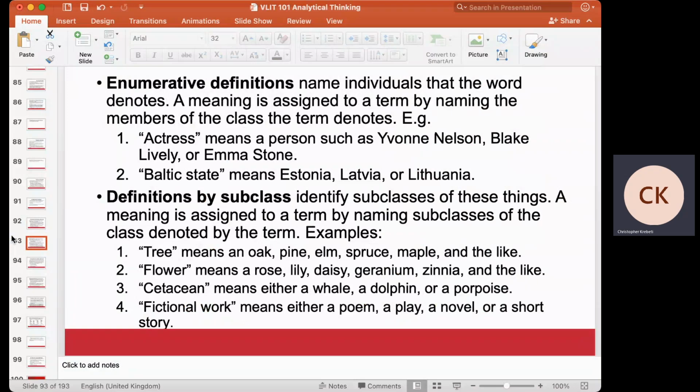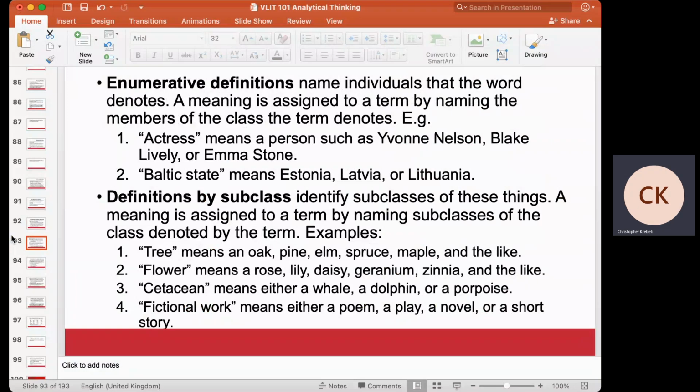Then we have the third type, which is definition by subclass. Definition by subclass identifies subclasses of these things. A meaning is assigned to a term by naming subclasses of the class denoted by the term. So, for example, tree. Tree means an oak, pine, elm, spruce, maple, and the like. So you see, we are talking about tree, and then you are mentioning the subclasses.